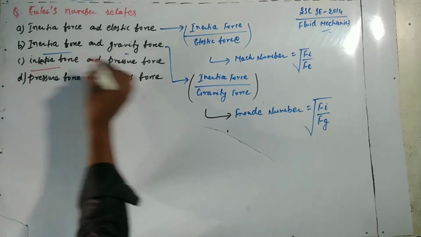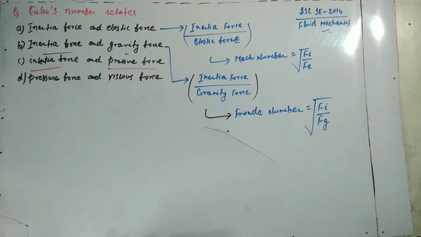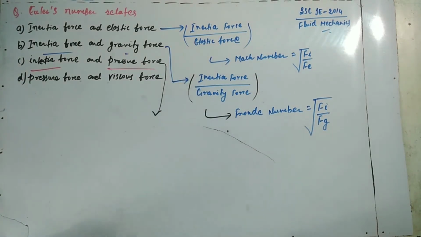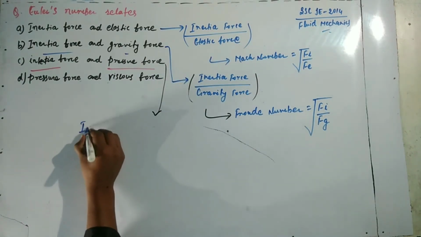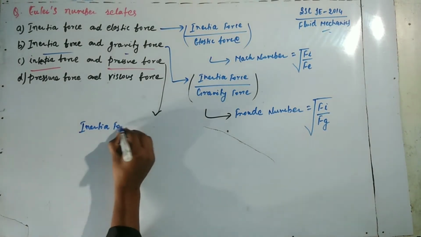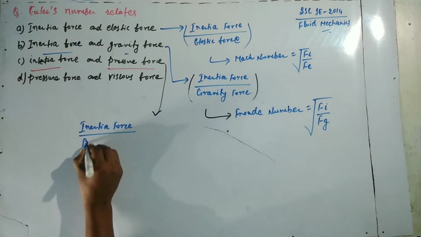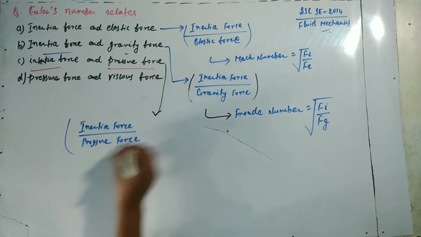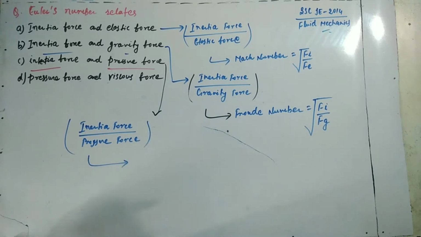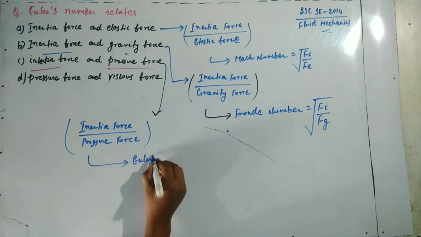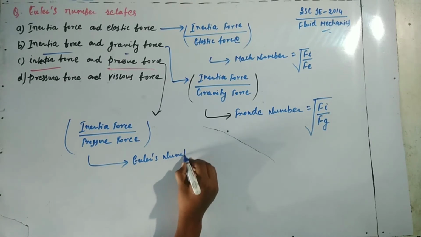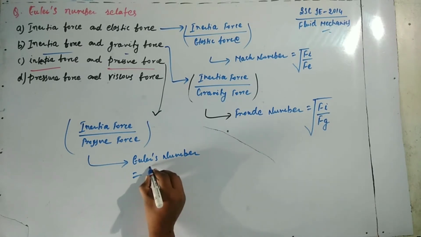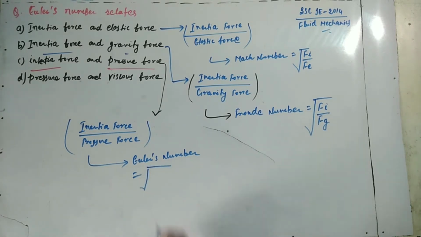Next one is option C. Option C is given as inertia force and pressure force. Now we see option C, inertia force by pressure force, that is root over Fi by Fp. So inertia force by pressure force is equal to Euler's number, which is root over Fi by Fp.